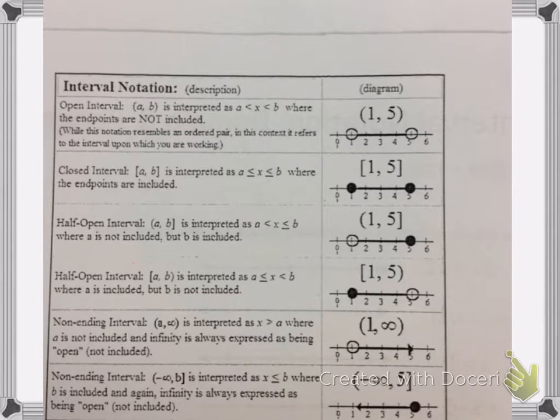This is just a chart that shows you or reminds you what your graph should look like with your interval notation according to your parentheses and brackets, and how you would use those if it was equal to or not equal to.